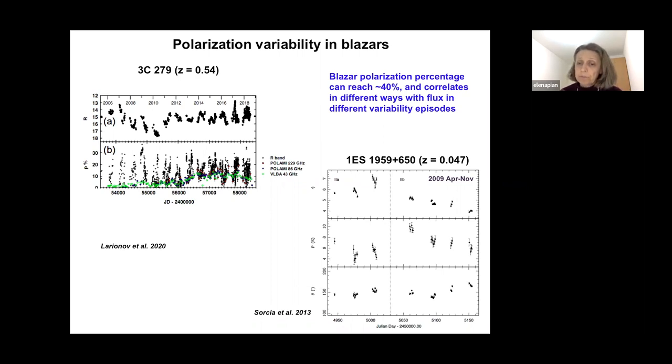And here is just the flux on top at two monitoring epochs in 2009, and the accompanying polarization, which is seen to correlate in very different ways on the two occasions. It's more or less constant as opposed to the flux increase in the first epoch, while in the second epoch there is a good correlation between flux and linear polarization. And this, of course, is related to the different stochastic behavior of jets. There is no predictability of blazar jet behavior, so it's to be expected that correlations may change with emission state, with epoch, with time. And the position angle is rather constant in this case.